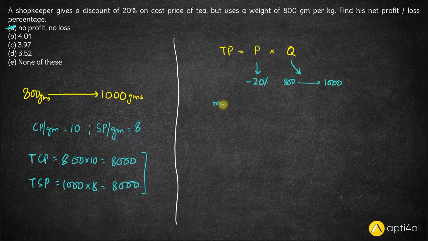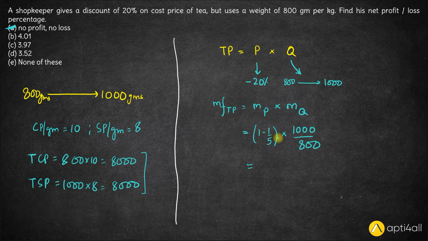So the multiplication factor for total price is the multiplication factor for price per kg into the multiplication factor for quantity. So the multiplication factor for price per kg is 1 minus 1 by 5, into the multiplication factor for quantity. Now we know multiplication factor is final number upon initial number, right? So the final number here is 1000. Initially the quantity was 800. So the multiplication factor for quantity is 1000 upon 800.